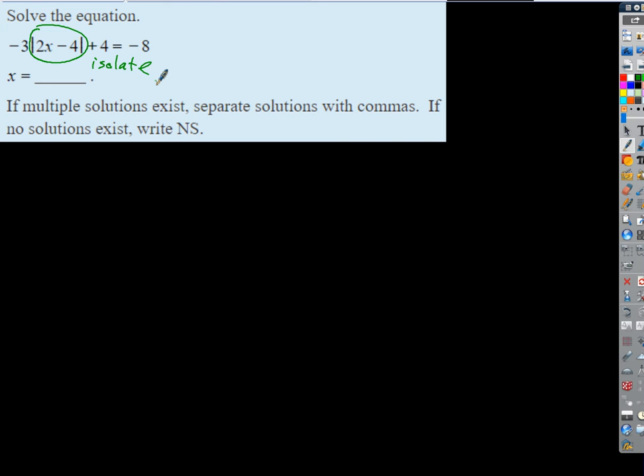We're going to isolate the absolute value part. So as you said, we're going to subtract 4 from everything. That's going to give us -3 times the absolute value expression equals -12. And then you said divide by -3. That's correct. So we end up with the isolated absolute value.